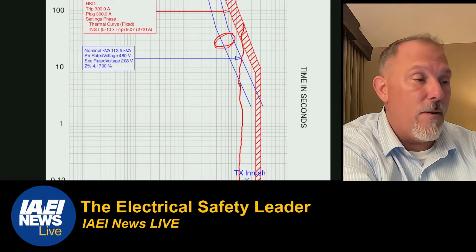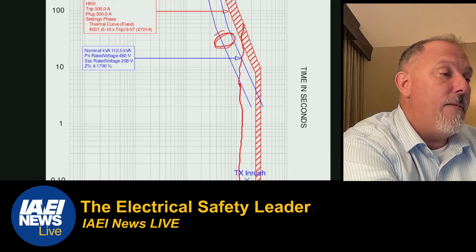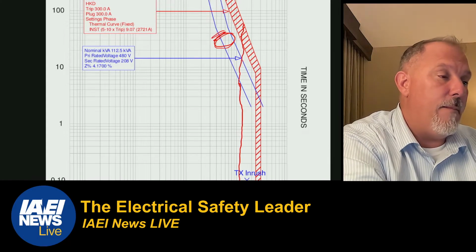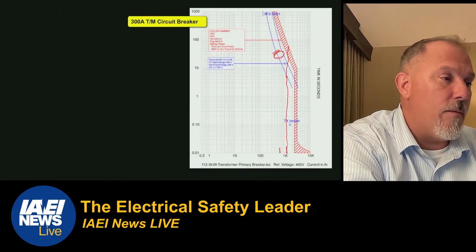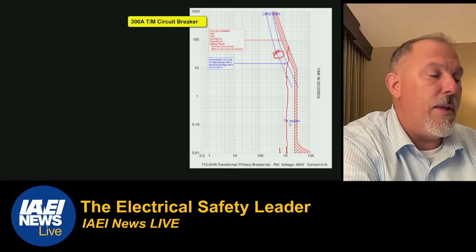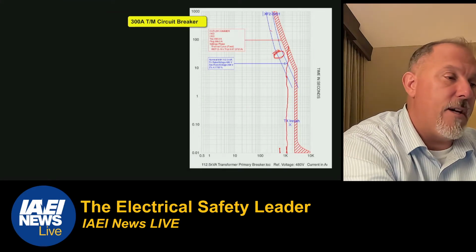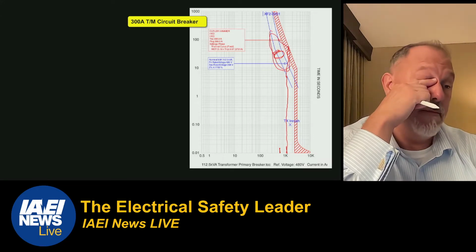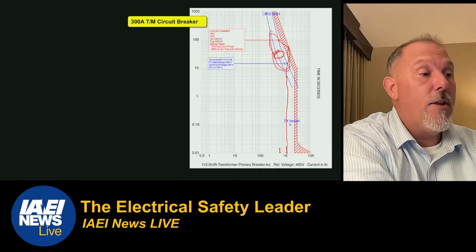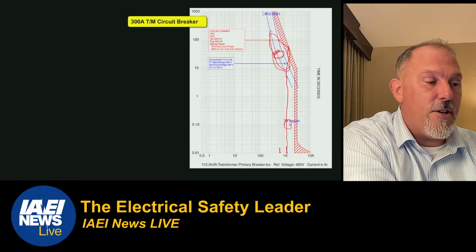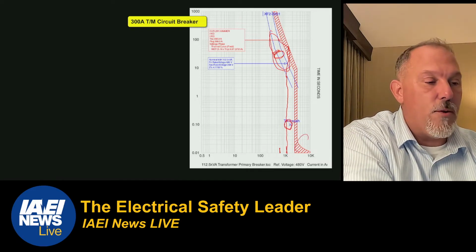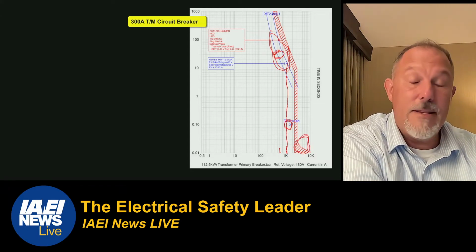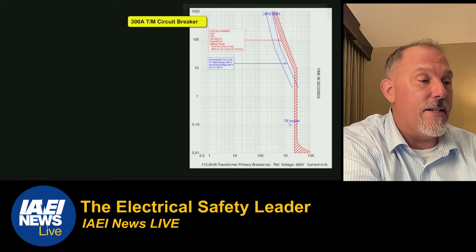But remember, the transformer is being protected in this region up here from the secondary overcurrent protective device, secondary main. The primary has to let that inrush current flow and provide short circuit protection for the windings. That's all your primary overcurrent device does.